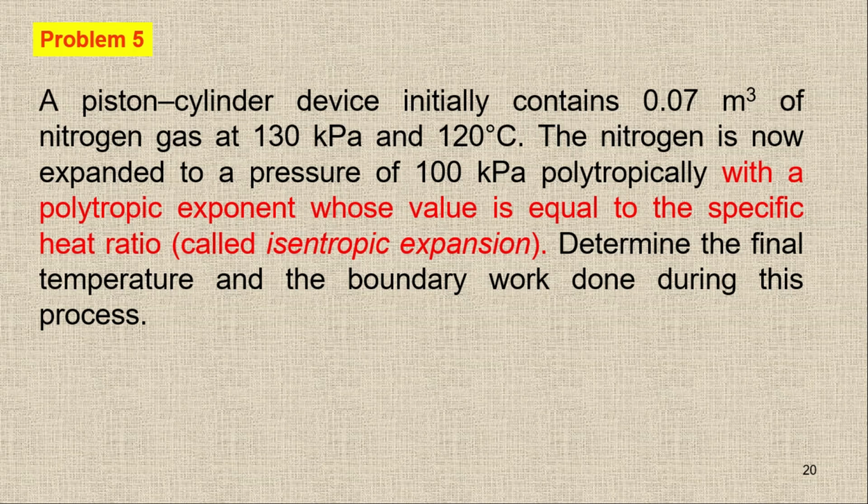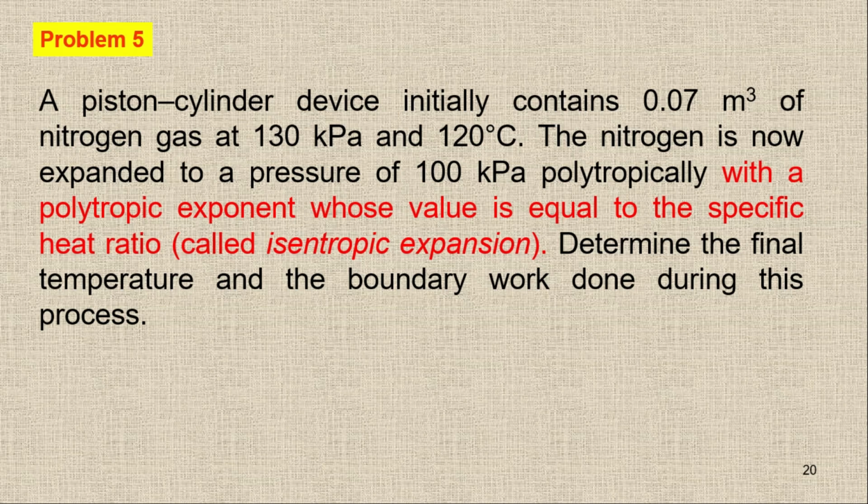Specific heat ratio, now this is a new term. Whenever we have n equal to the specific heat ratio, the process is called isentropic expansion. In this case, you have to determine the final temperature and the boundary work during this process. You have to find the final temperature and then the boundary work. Now here we have a polytropic process, and the value of n is given, which is the ratio of the specific heats. Normally we have two specific heats, one is Cp and one is Cv, the specific heat at constant pressure and the specific heat at constant volume.